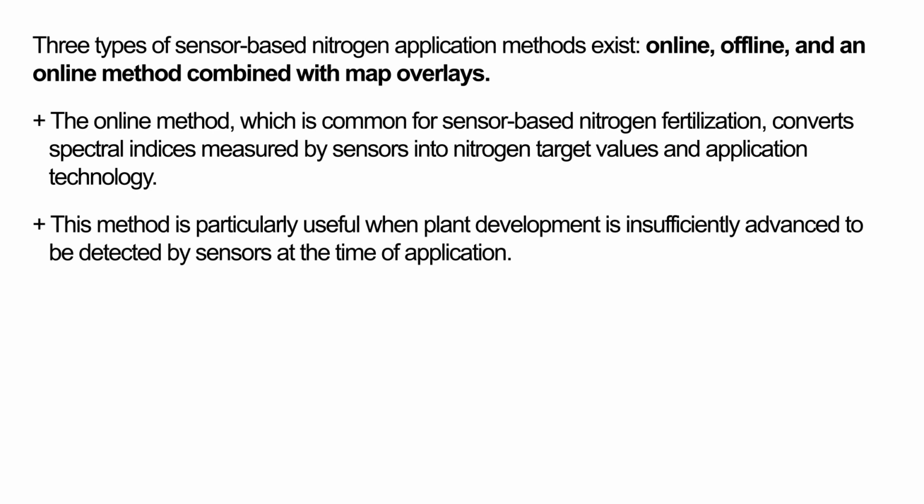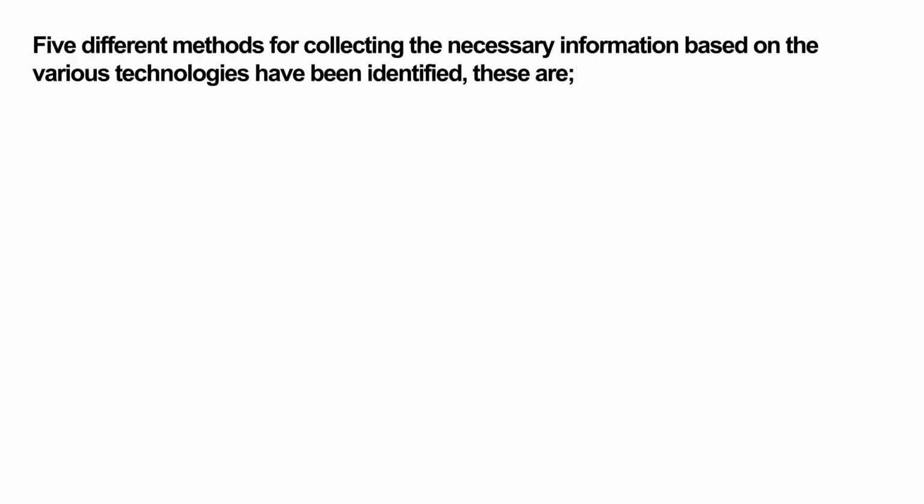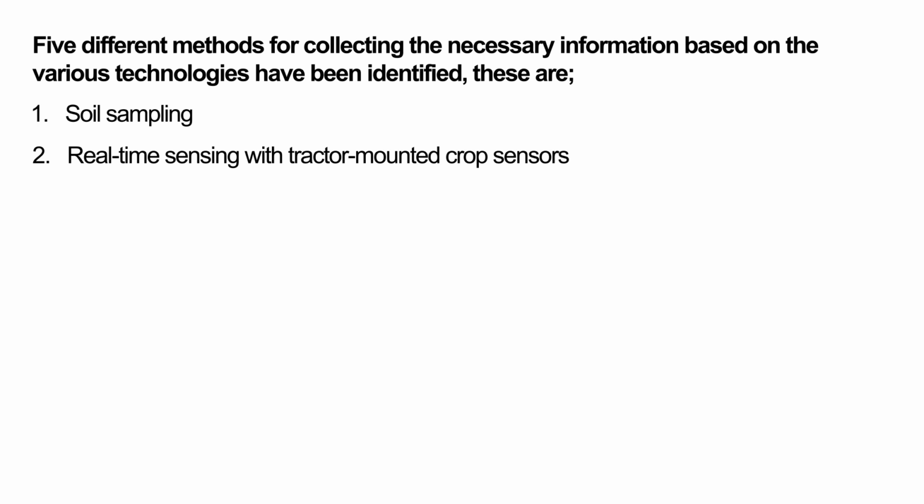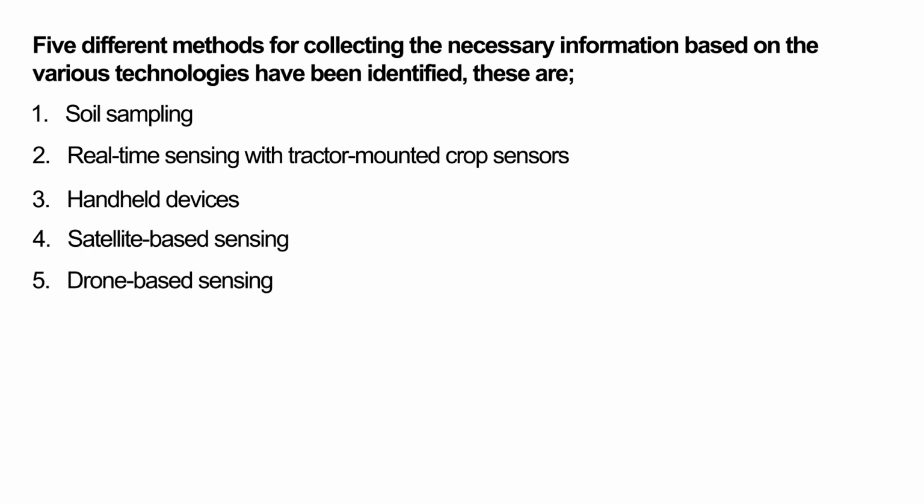the data gathering phase. Five different methods for collecting the necessary information based on the various technologies have been identified. These are: 1. Soil sampling. 2. Real-time sensing with tractor-mounted crop sensors. 3rd, handheld devices. 4th, satellite-based sensing. 5th, drone-based sensing. All collected information must be processed through a management information system, which involves investment and quasi-fixed costs.